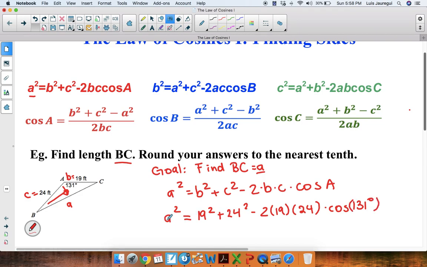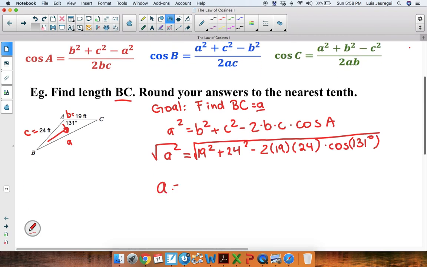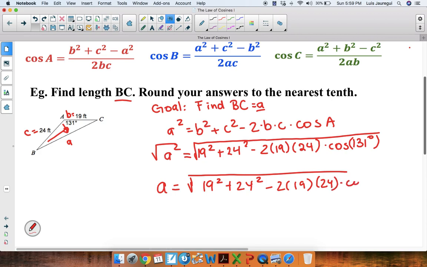Now, notice that this is equal to A squared. So we have an equation in which we have A squared. Our ultimate goal is to get the A by itself, so we're going to take the square root on both sides of the equation in order to ensure equality. And we're going to get that A is simply equal to the square root of 19 squared plus 24 squared minus 2 times 19 times 24 times cosine of 131 degrees. Now this is what we call the exact solution.